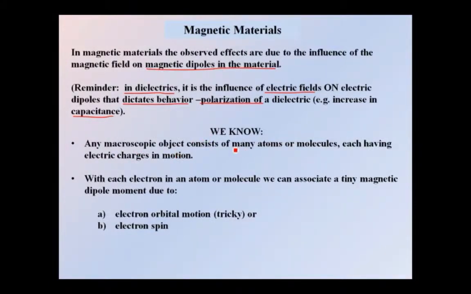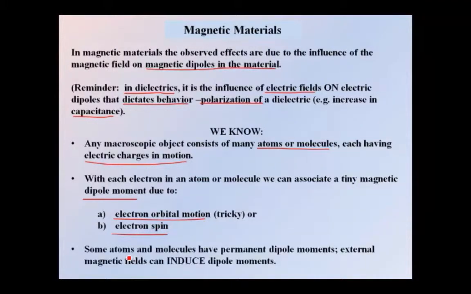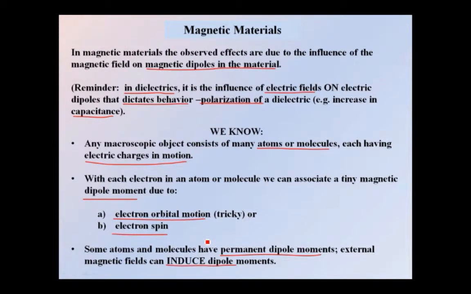Any object that's made up of atoms or molecules will have electrons that are moving. Classically, these are electrons moving in orbits around the nucleus. With each electron in an atom or molecule, we can associate a tiny magnetic dipole moment, which is due to A, the electron orbital motion, and we'll see that this is kind of tricky if we treat it classically, or B, electron spin. Spin is angular momentum associated with every electron, and that can lead to a magnetic moment associated with the electron. Some atoms and molecules have permanent dipole moments, or external magnetic fields can induce magnetic dipoles. And so we'll be talking about these two types of magnets associated with atoms or molecules.